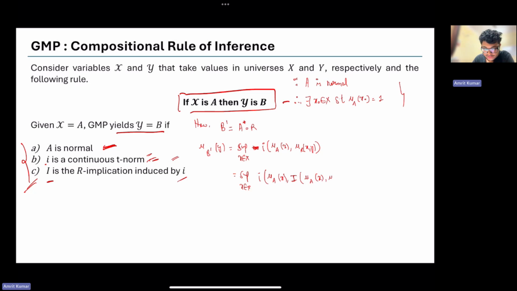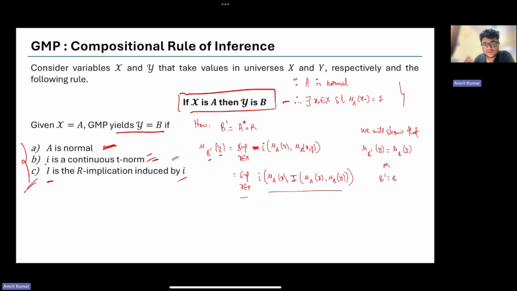The relation R is built using the fuzzy implication I, and that is how R is defined. So this is the membership function of our output fuzzy set B dash. And we will show that the membership function of B dash is precisely equal to the membership function of B, or in other words, B dash is equal to B. Now, for computing the membership of y in B dash, we are performing this particular supremum, right? So we are taking the supremum of this quantity over all x in the universe capital X.